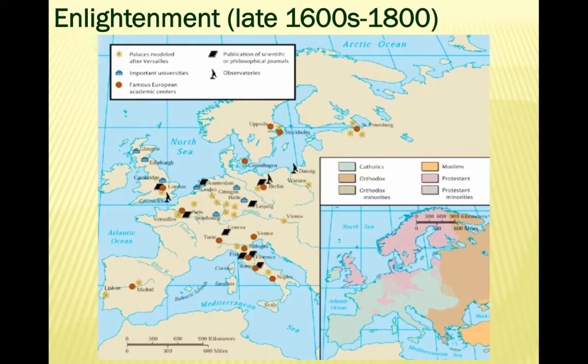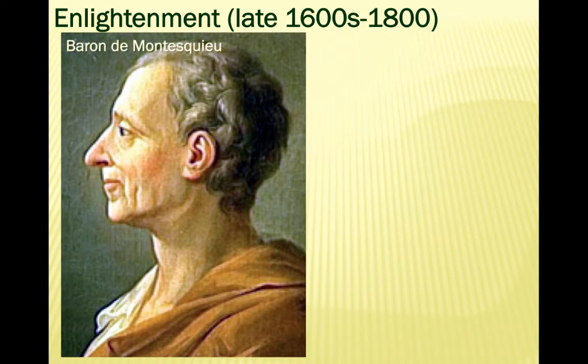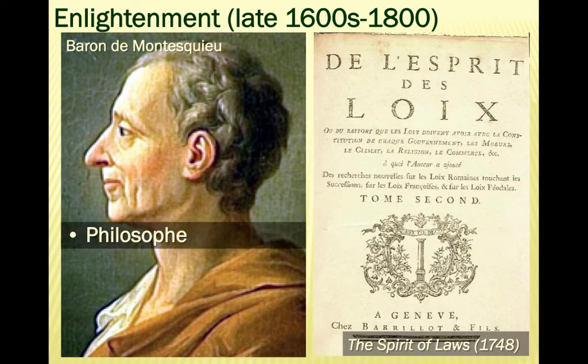First of all, France is in close proximity to England, so recognizing distance decay, ideas originating in England would diffuse more easily there than in areas further away. Furthermore, since France was arguably the most absolutist and least representative of all governments in Europe, it is logical that the people there would emphasize the moral worth of individuals. And one of the first individuals we'll investigate was Baron de Montesquieu, who was a philosophe or lover of wisdom.